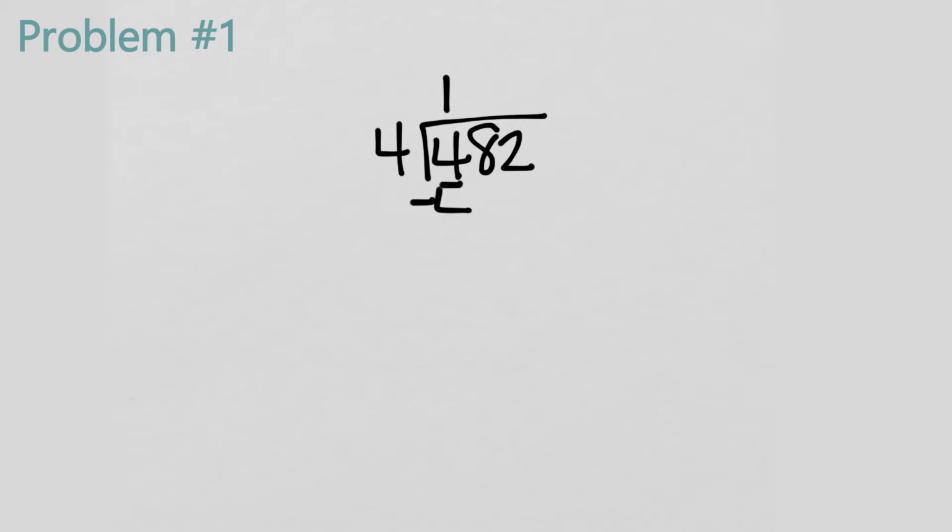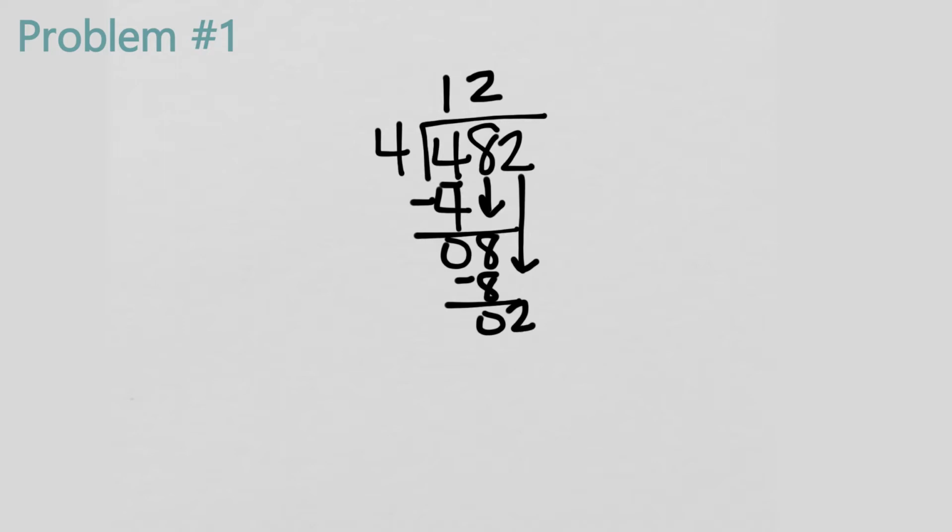We subtract the 4 and bring down our 8. Now, how many times can 4 go into 8? 2 times. 2 times 4 is 8. We subtract 8 and we bring down our 2. Now, can 4 go into 2? No, it cannot. So we'll put a 0, and this becomes our remainder. There's no other numbers to bring down, so 2 is our remainder.